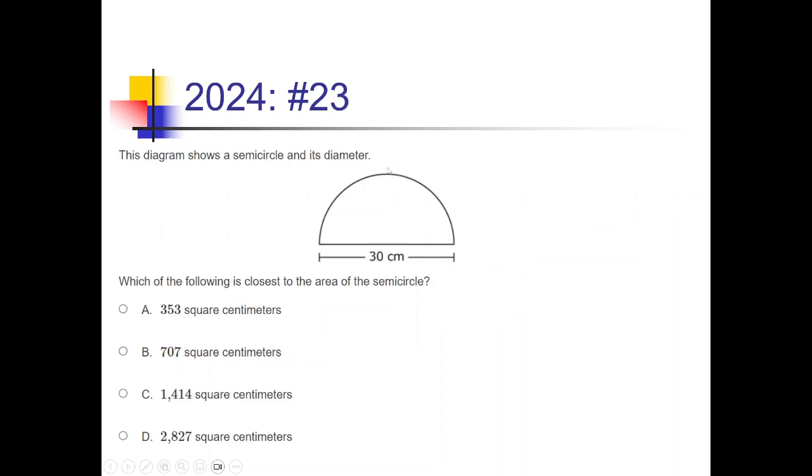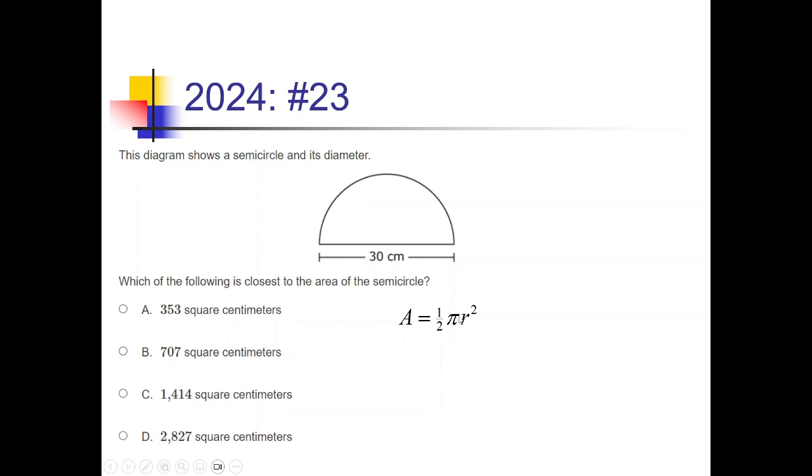For number 23, we've got a semicircle with a diameter of 30 centimeters. And we want to know what's the closest to the area of this semicircle. So I'm going to start with an area formula. Now the area of a whole circle would be area equals pi r squared. This is a semicircle, so we just need 1/2 of whatever pi r squared comes out to.